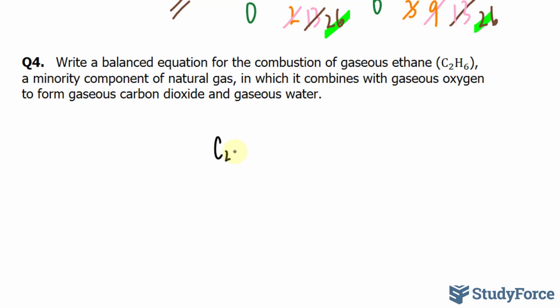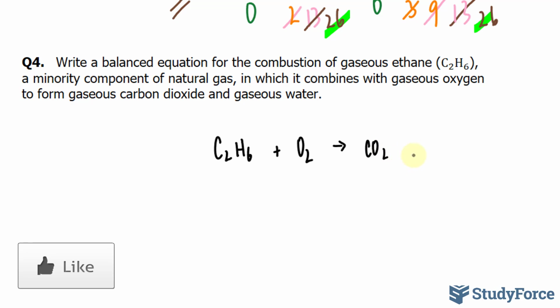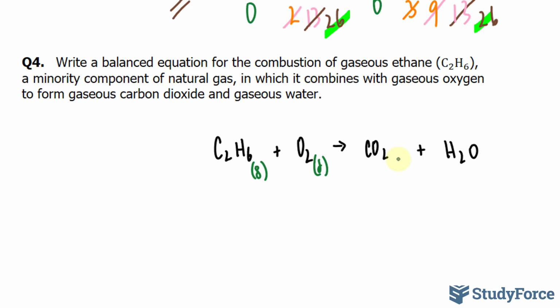We have C2H6 plus O2, and this yields CO2 gas plus H2O, water vapor. The state of all 4 of these compounds is gas. And I'll represent that by putting a G beside its subscript.